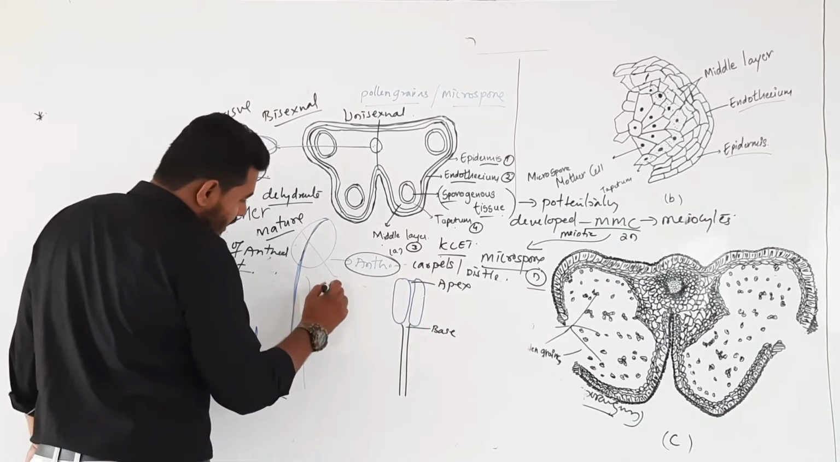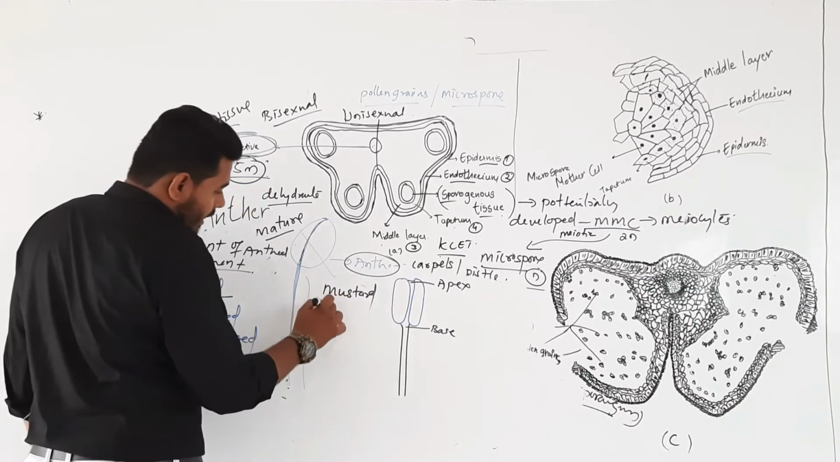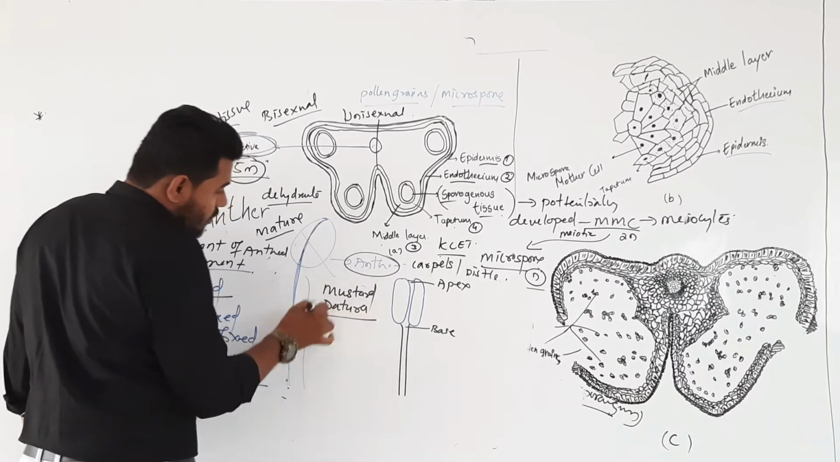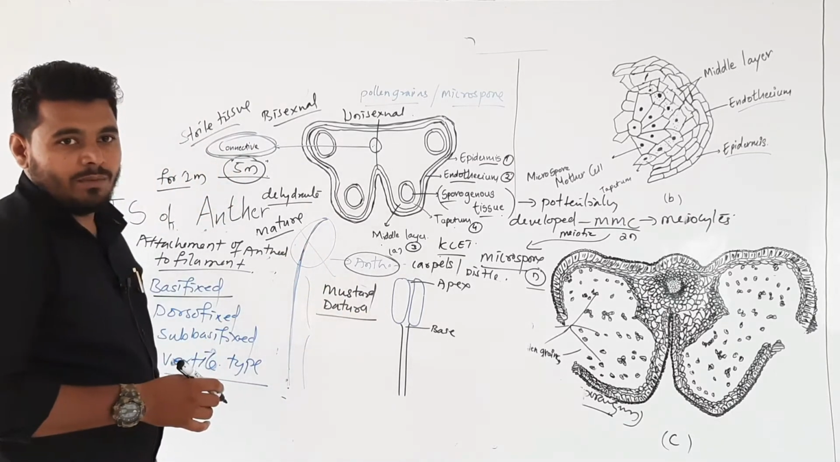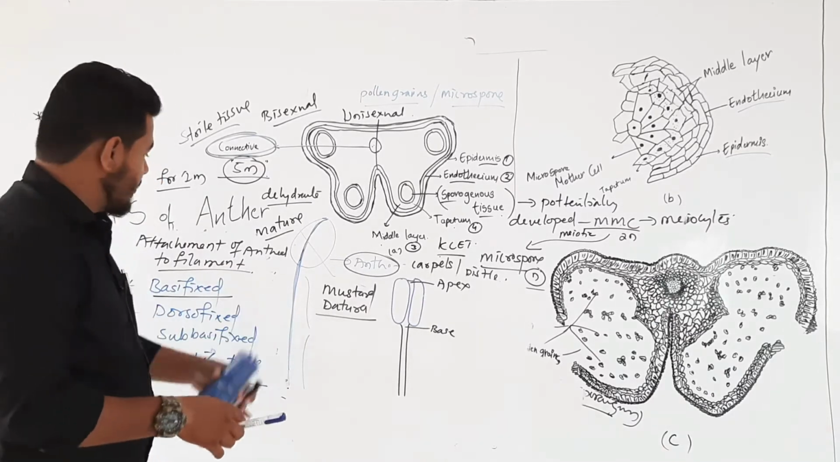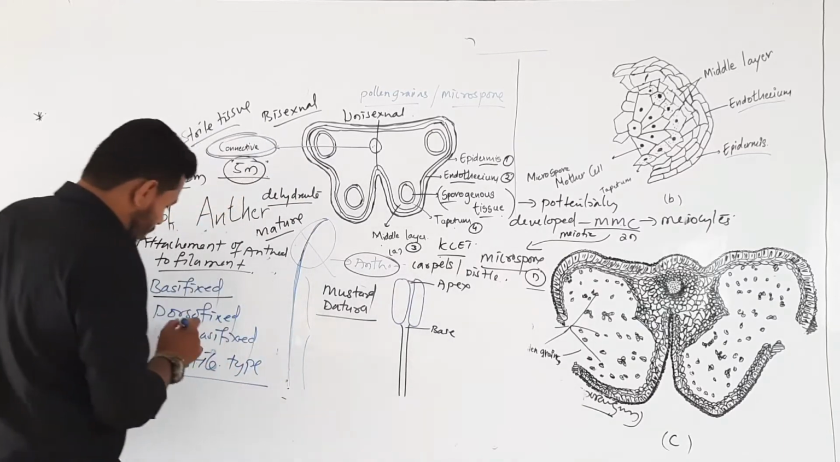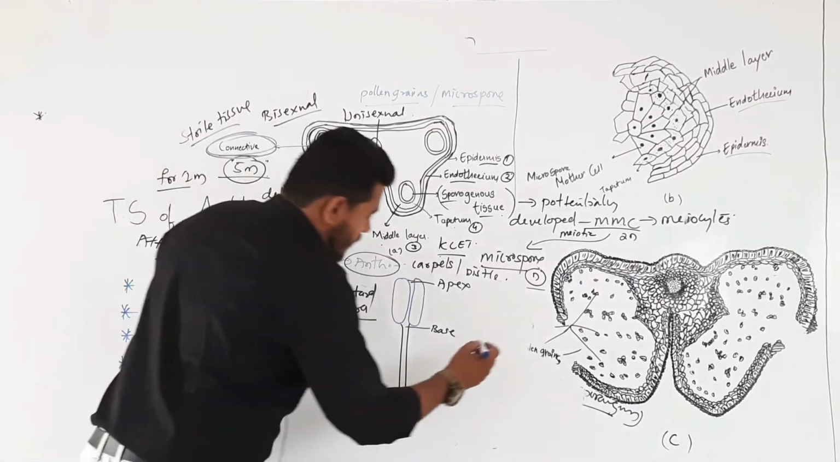You can observe this in mustard plant and dhatura plants. This type of arrangement, attachment of anther to the filament, was seen. Then the second type is called dorsifixed.